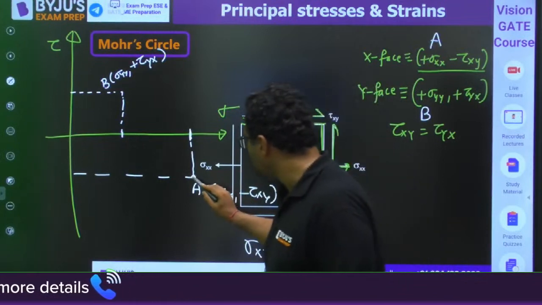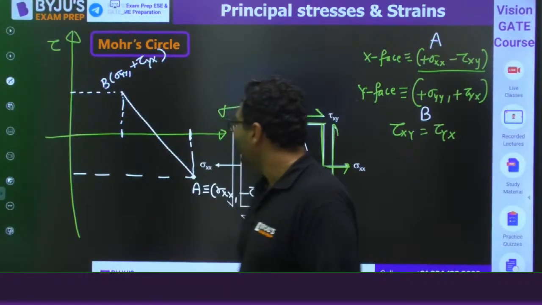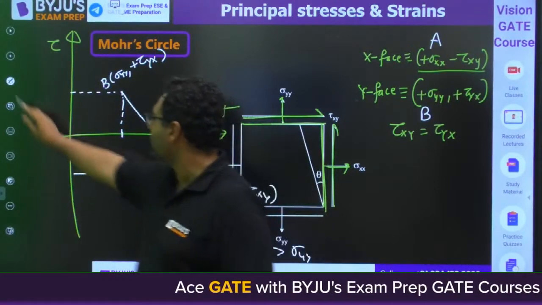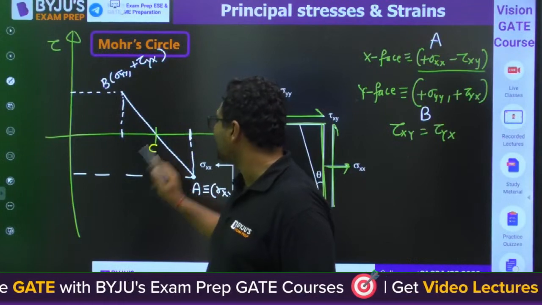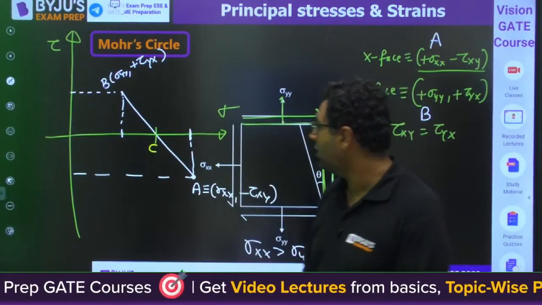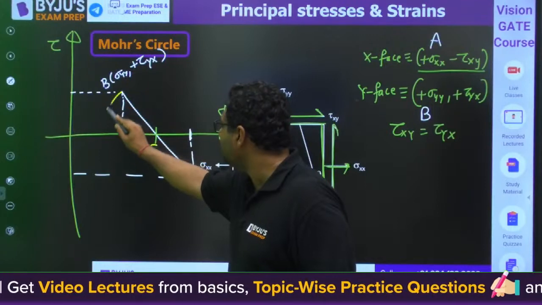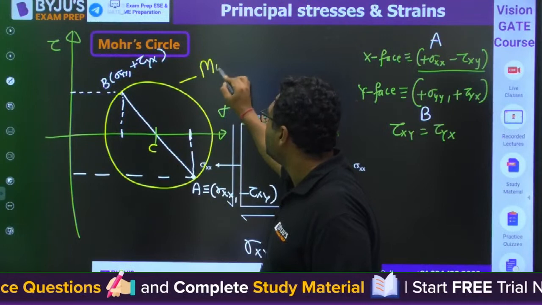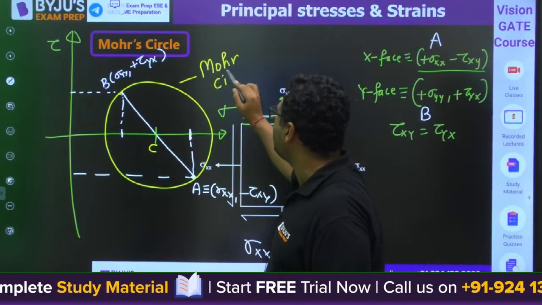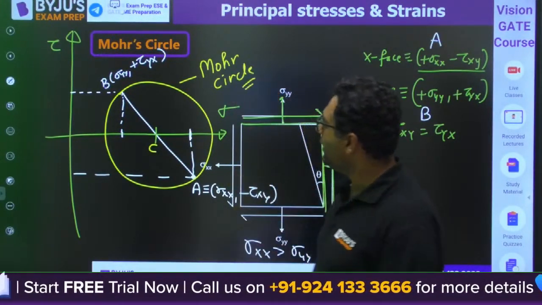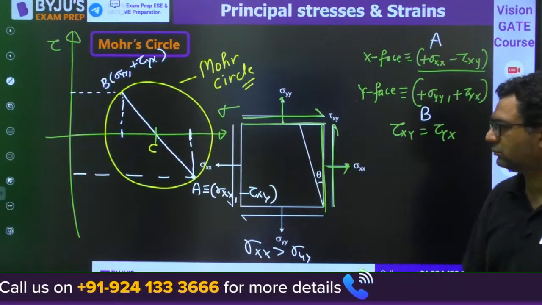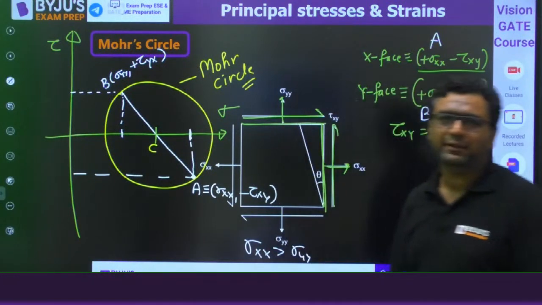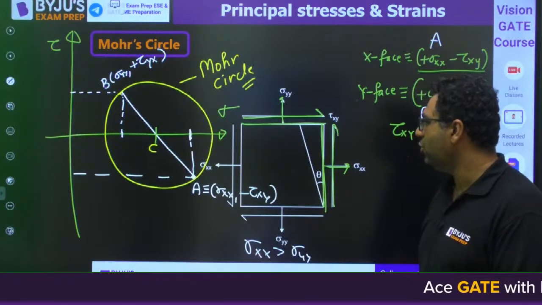Then my dear, we will join these two. When we join A and B, it will cut the X-axis at some point. You will consider this to be the center of the Mohr circle. You will take AB as diameter, C as center and plot a circle. That circle is the Mohr circle. I feel everybody got that the Mohr circle is very easy to plot. Everybody understood this wonderful Mohr circle? Got it or not? Please tell me that. This is the Mohr circle.